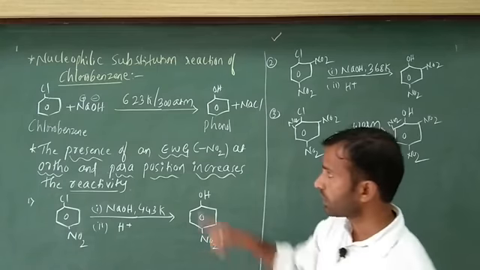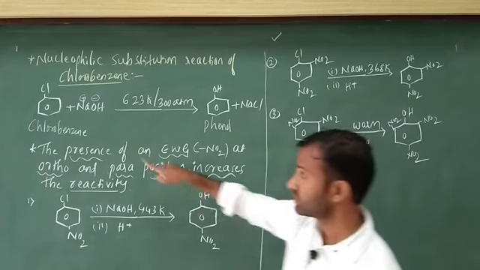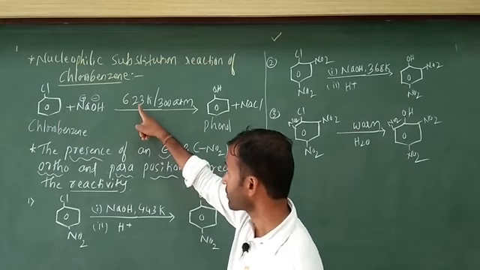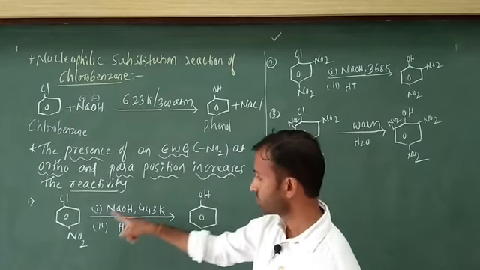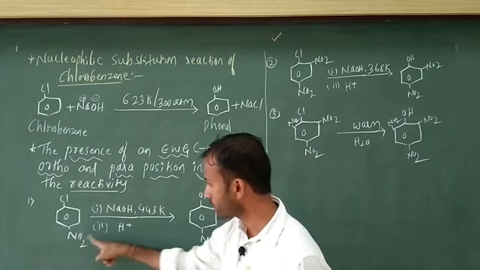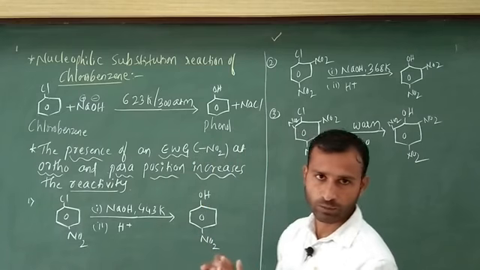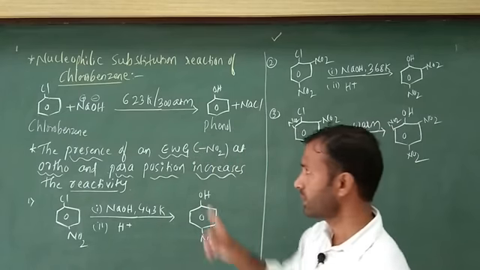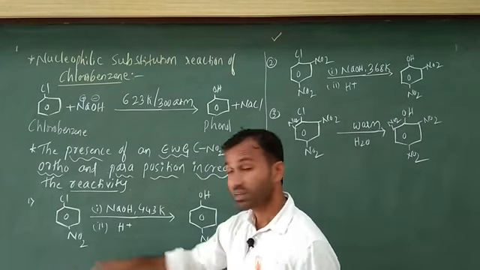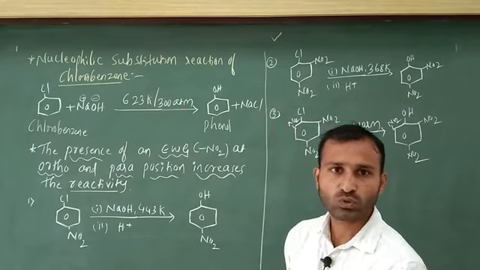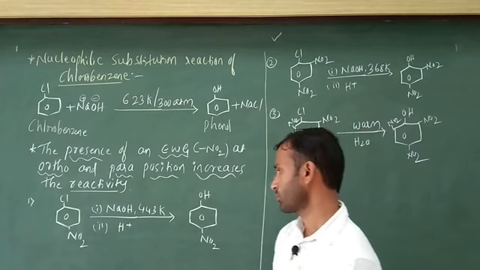Compare this one and this one. In this case there is no electron withdrawing group, that is why they maintain a high temperature, but in this case one electron withdrawing group is there, that is why they maintain a lower temperature, up to 443 Kelvin. This is a fact. Bear in mind, when you increase the number of electron withdrawing groups, automatically the temperature is going to be less. That is the most important point.